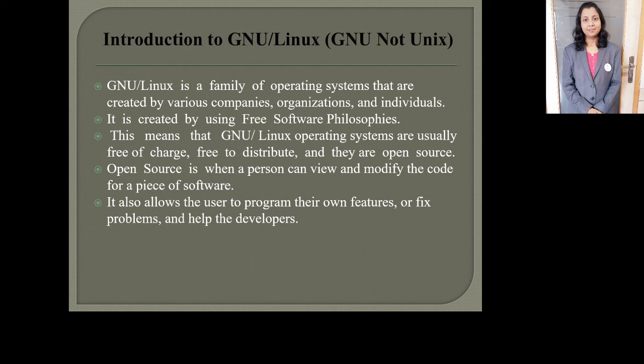Open source is when a person can view and modify the code for a piece of software. It also allows users to program their own features or fix problems and help the developers. That means if he is a programmer, a user can use the program and add his own features of his choice, and he can fix any kind of problems and help the developers of the operating system.